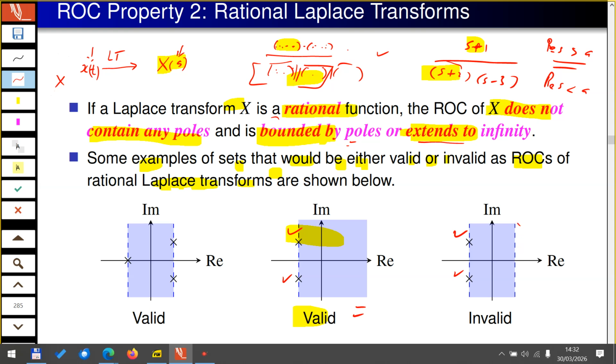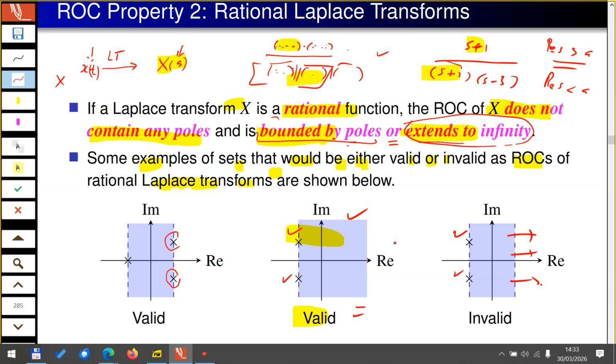It is bounded by what? By a strip, yeah. It is not bounded by a pole. So what does it say? It will either be bounded by poles, and when there are no poles, it must extend to infinity. Because there is no pole, to make it valid, this part must extend to infinity, just like this. You cannot bound an ROC by regions other than poles. A pole is the only mechanism of bounding an ROC. Do you get that?